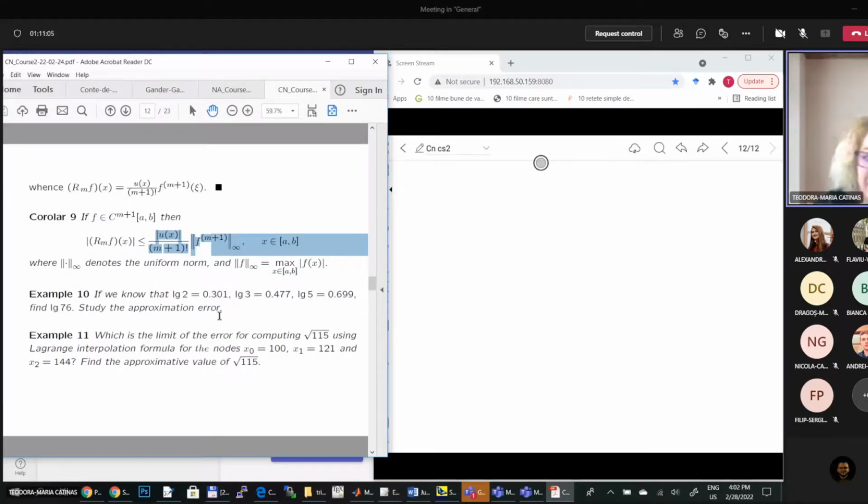And for the other example, we have to find a limit of the error for computing the square root of 115 using x0 equal to 100, x1 equal to 121, x2 equal to 144. So the function that is used is the square root of x, right?